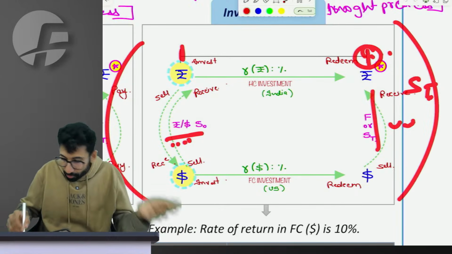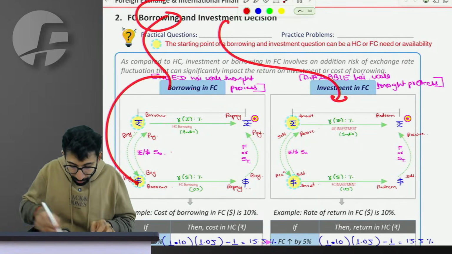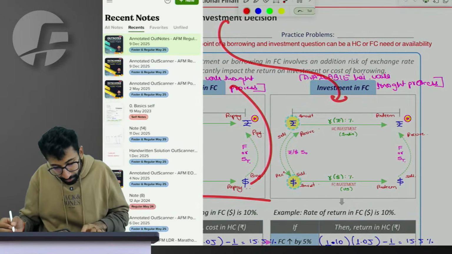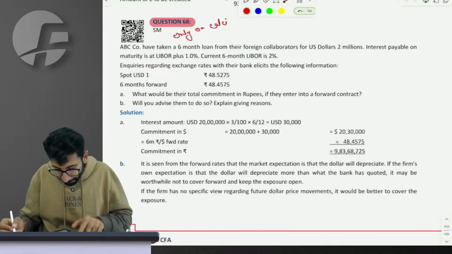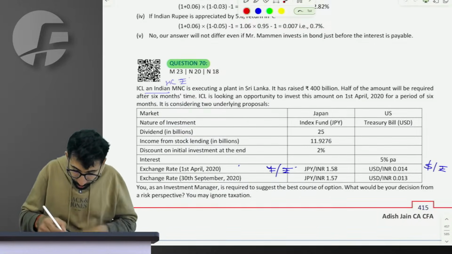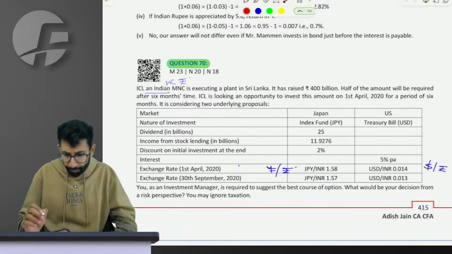So let's first solve a practical question related to foreign currency investment, then we'll solve a practical question related to foreign currency borrowing, and that's going to give us the needed confidence. Sir, the first question that we're going to solve is question number 70 in the class right now. Super ultra fast, please look at this question.